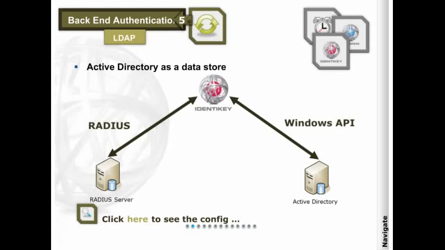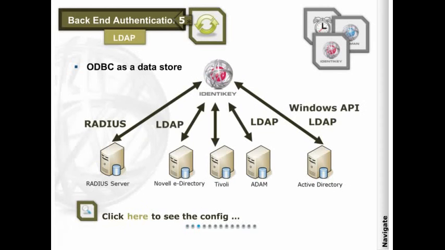When using Active Directory as a data store for Identikey, you can use the Windows API and Radius as backend servers. When using ODBC as a data store for Identikey, you can use the Windows API, Radius and LDAP as backend servers.